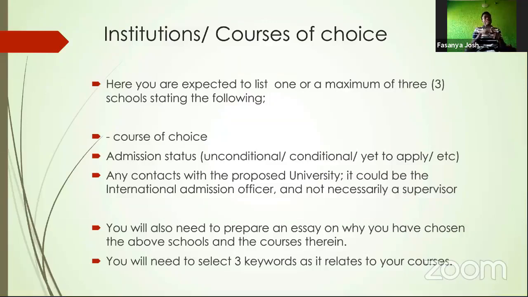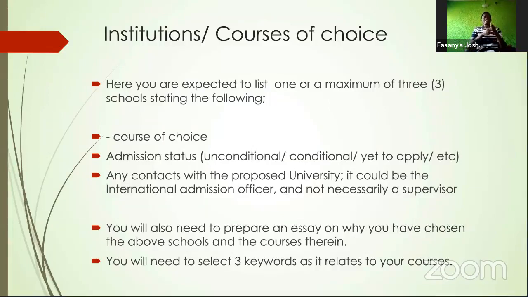And then if you have any contact person in the university, it could be your international admission officer. It doesn't have to be your supervisor like for a PhD. It could be probably the international student office or the admission office. You could put their email address there as the contact person. You will also be required to write another essay on why you chose those courses and why you chose that school. You are also required to select 3 keywords. For example, my keywords were human rights, development, and security. Those were the 3 words that were my keywords. So you also need to do things like that.